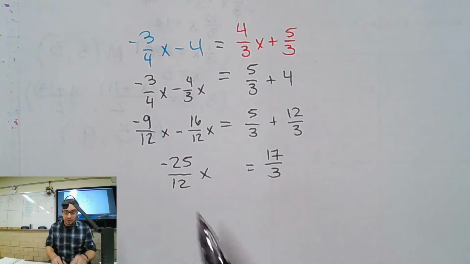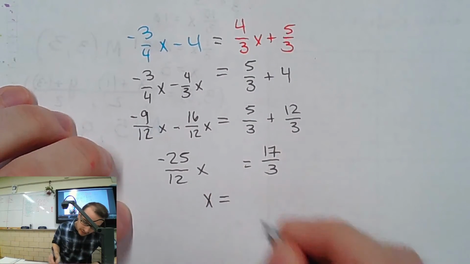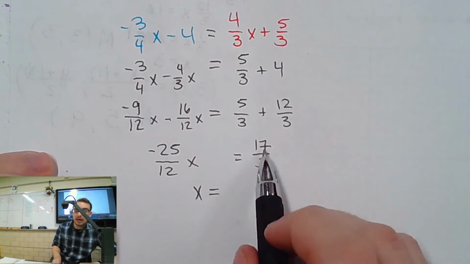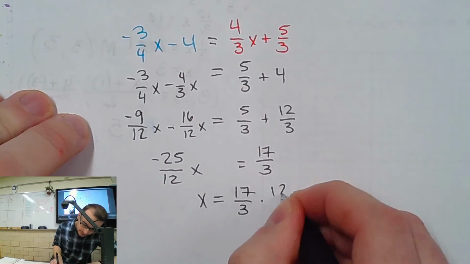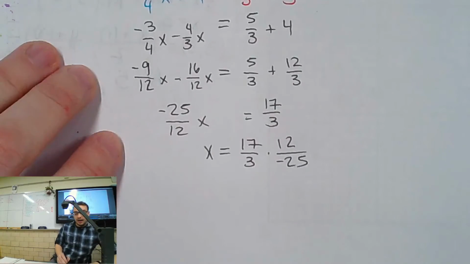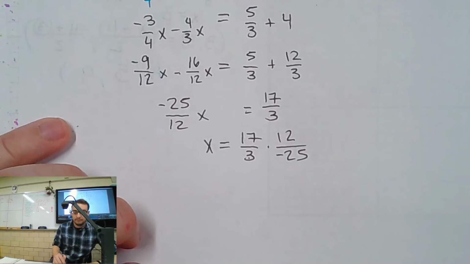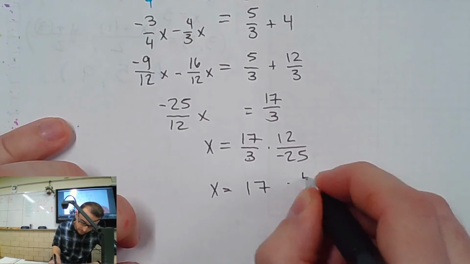Ew. Now we're going to multiply by 12 and divide by 25. Yikes. What's wrong? When I multiply by 12 and divide by 25, we can do it in any order we want. How about I do 12 divided by 3 first? What's that? 4. So I did 12 divided by 3 and I got 4.